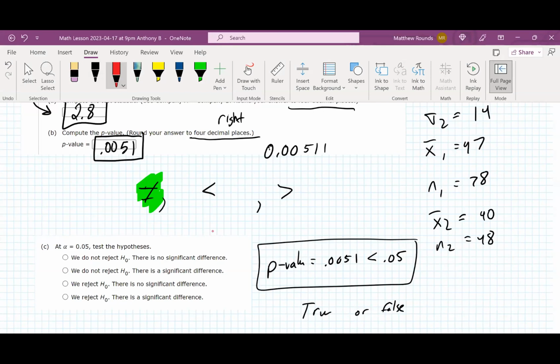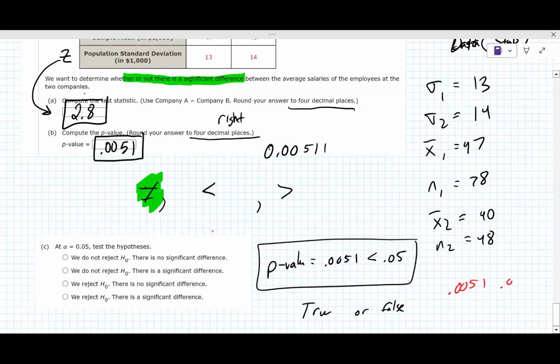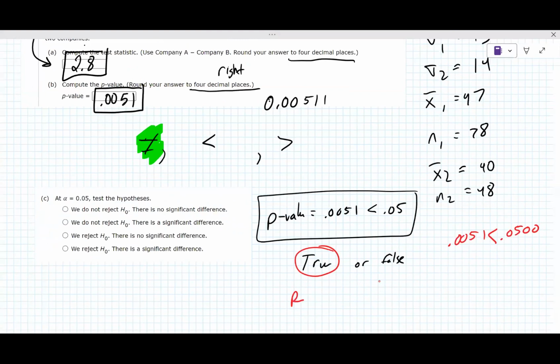To do this, I would recommend writing them out with the same number of decimal places, and you go until one is different. Do you see how the 0 and the 0 are the same? But then this 0 is less than this 5. So that tells you it's less than. So this is true. When it's true, you reject H0. That has to be tattooed in your brain for this course. P-value less than alpha, reject H0.